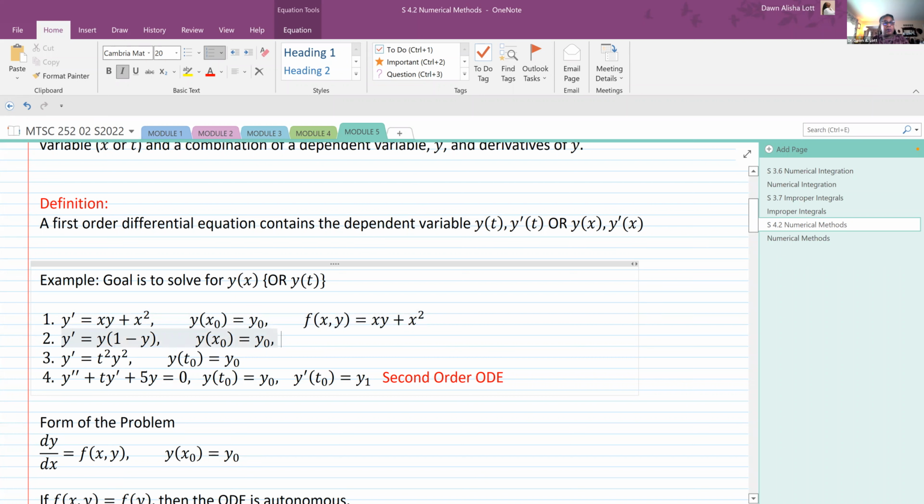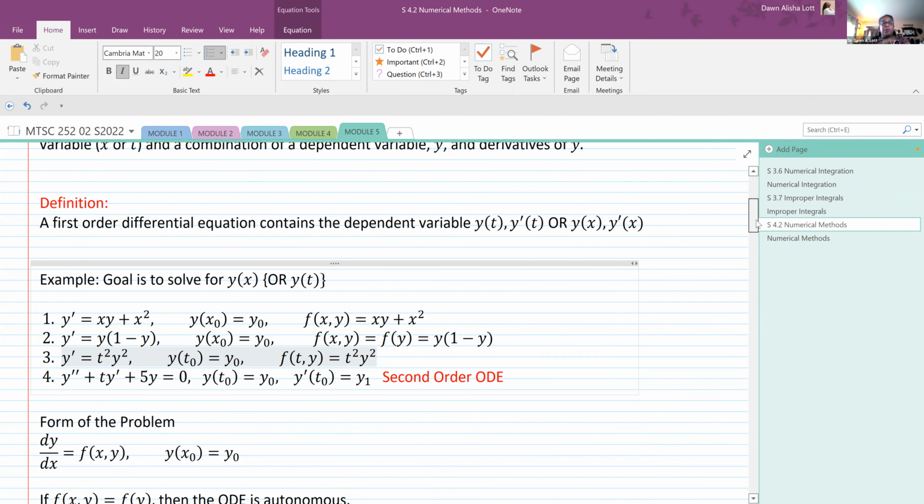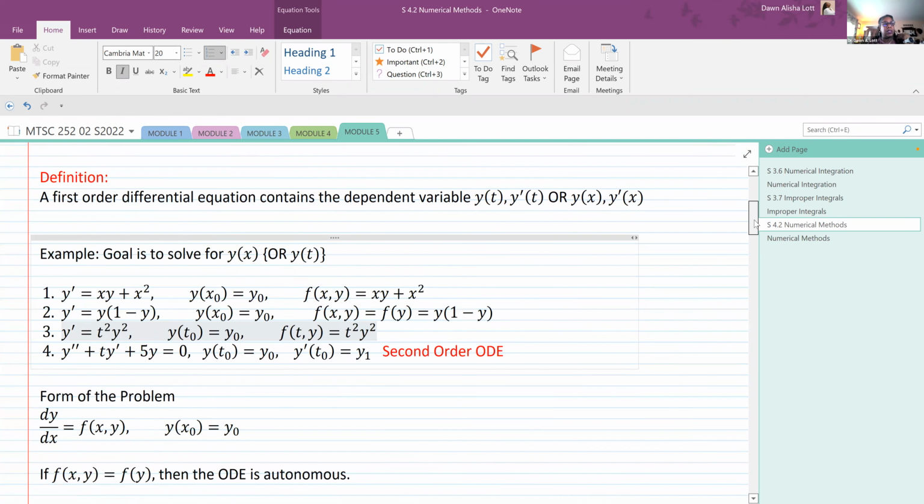In the second one, f of x and y is actually only a function of y by itself, and it is equal to y times 1 minus y. In the third one, I now have a function of t and y because my independent variable is t, and that is equal to t squared plus y squared. Okay, and as I said, we're not going to worry about the last example. I just wanted to show you the difference between a first order and a second order ODE.